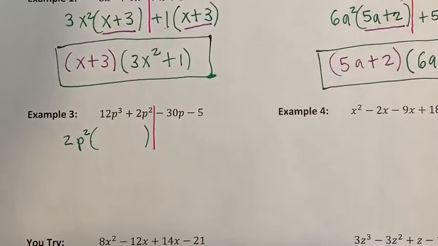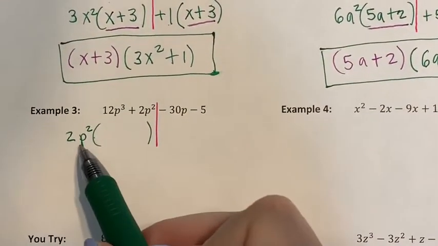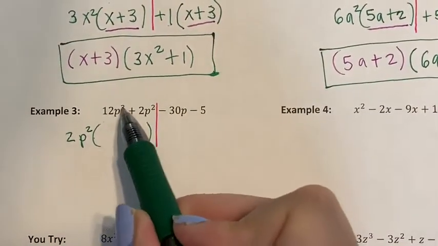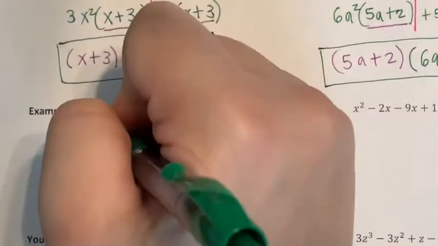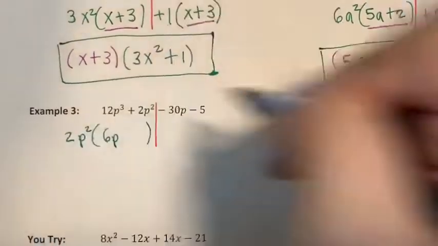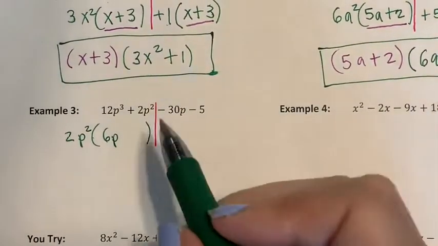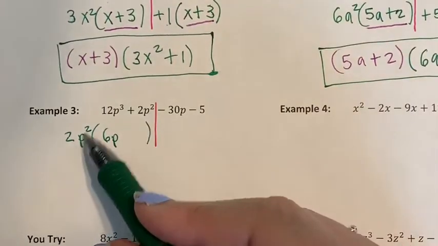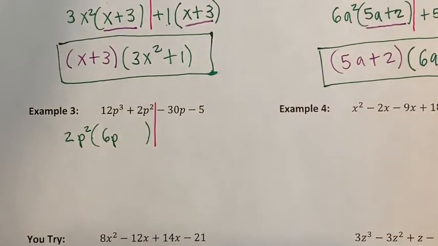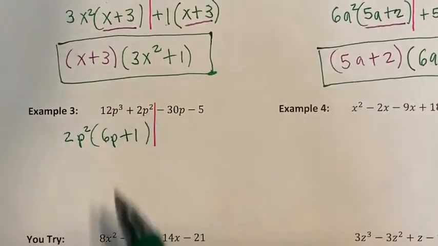Put my parentheses, think of my backwards distribution. So 2p squared times what gives me 12p cubed? 2 times 6 gives me 12, and p squared times p gives me p cubed. And then I have to do it for the second term. 2p squared times what gives me 2p squared? Well, just times 1, right? It already is 2p squared, so times 1.